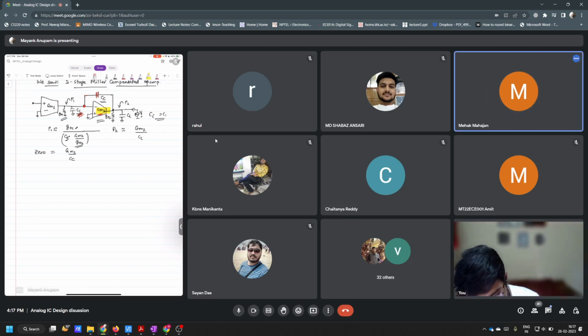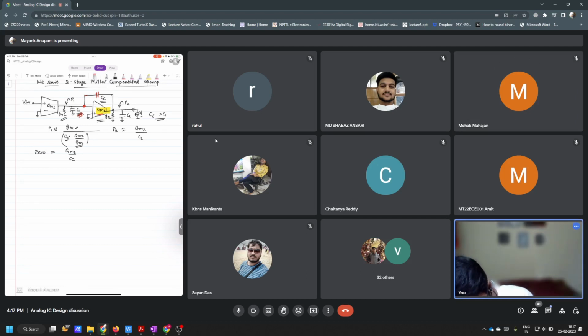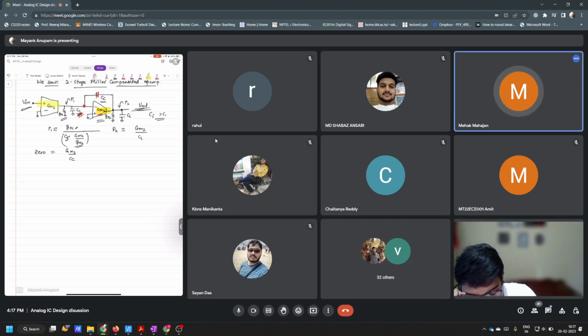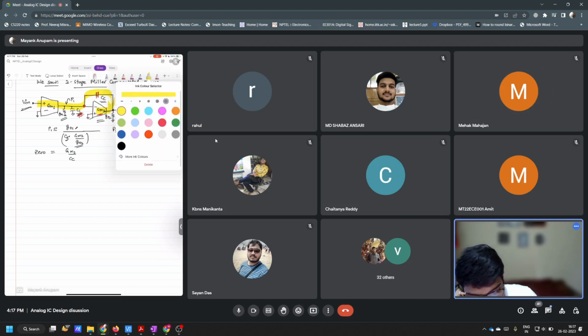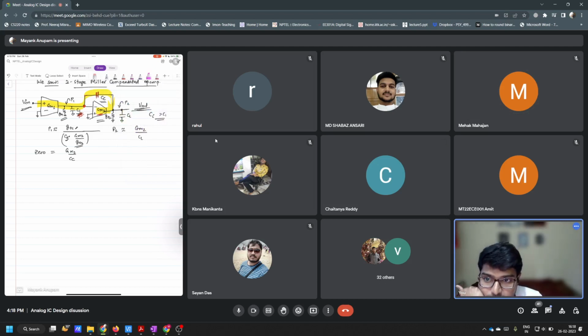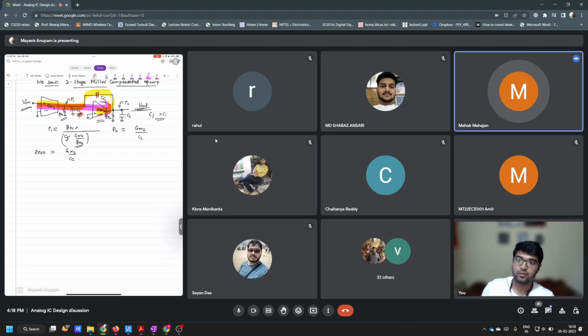So where is the input, by the way? This is the input, okay? And this is the output. In between this input and output, there are two paths. Can you tell me which are the two paths? One through CC, like this. And which is the other path? Through both the GM stages. Correct. So can you also identify that this direct, straight path is the second path? Correct.